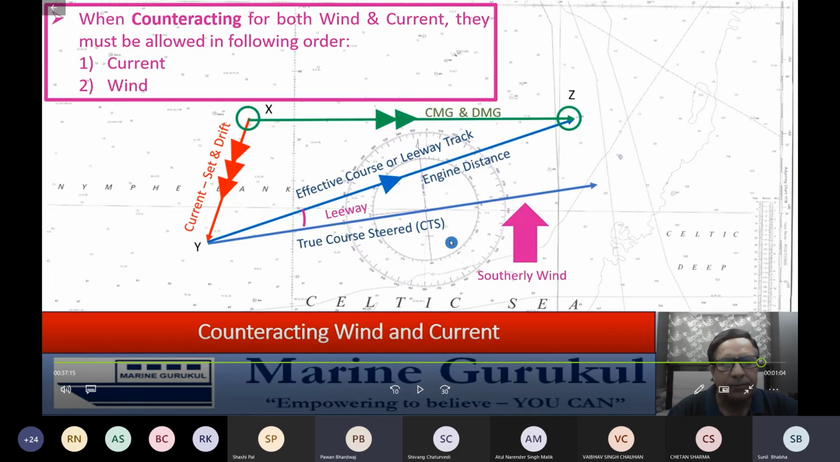Yes sir, does such a case happen? No beta, that case will not come, because if you have to allow, you will be given CTS, and if you have CTS you cannot counteract in that particular case. And if you have to counteract, you will be given CMG, and you cannot allow in that particular case. So both will be either allowing or both will be counteracting. It will never happen that you allow for one and counteract the other.